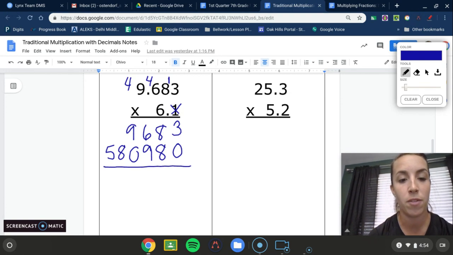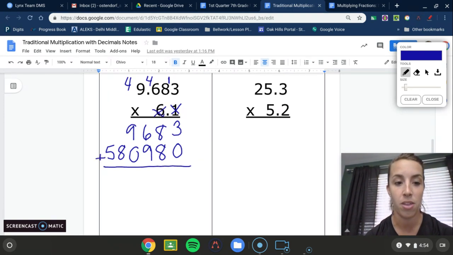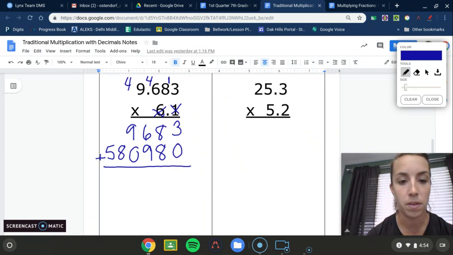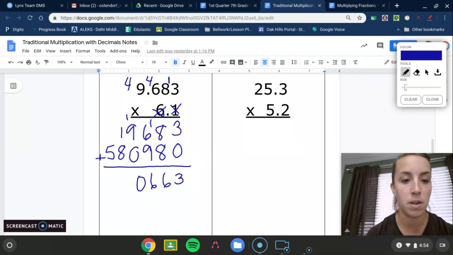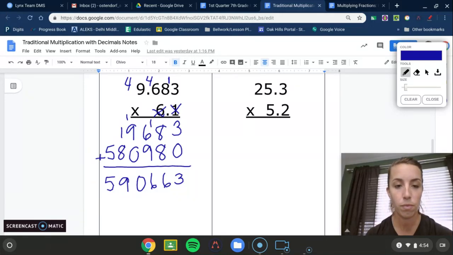So then after I'm finished with my 6, I can go ahead and add my products together. So 3 plus 0 is 3, 8 plus 8 is 16, 9 plus 6 plus 1 is 16, 9 plus 1 is 10, 8 plus 1 is 9, and then 5 is left. Okay, I'm not done because I still have to determine the place value of my decimal.